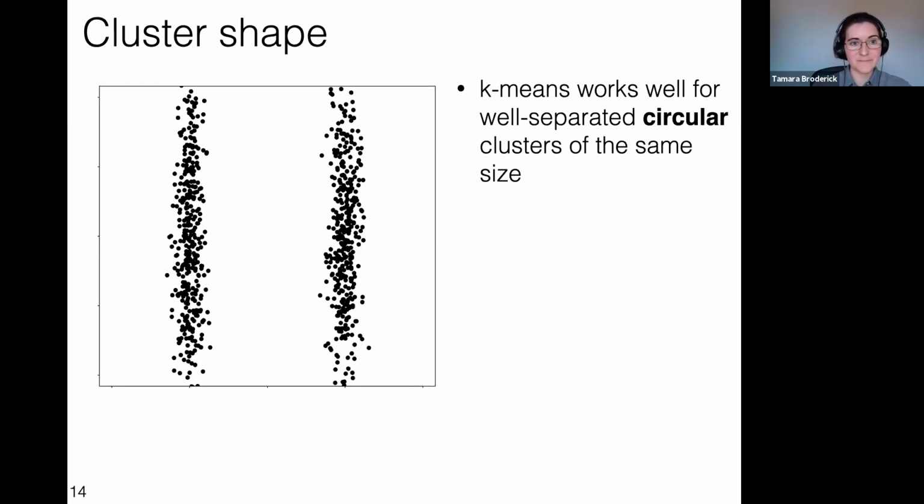Okay, again, it's worth thinking, what might k-means do here? Just take a second for that. Again, just to yourself, no need to tell me, but think about it for just a second.